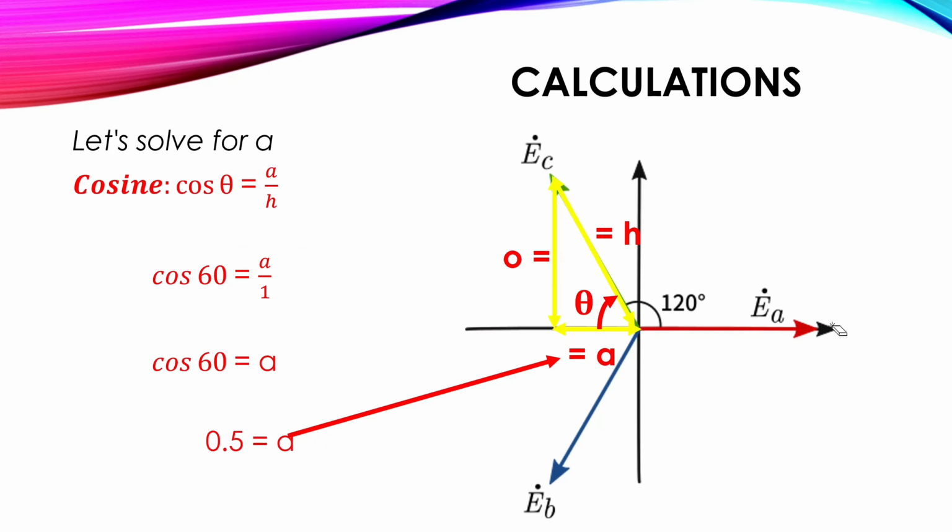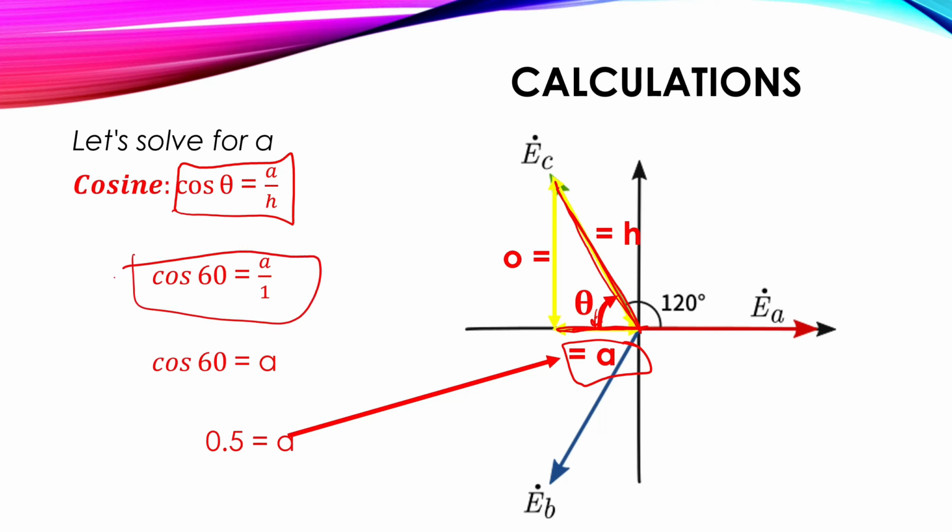And so what we have right here is going to be cosine of theta equals the adjacent over the hypotenuse. And this is our adjacent side right here. Okay, so this is going to be the short little side that we need. And this side is going to be our adjacent, and this is going to be our hypotenuse, and we have our angle of 60 degrees. So we plug all that into this equation right here.